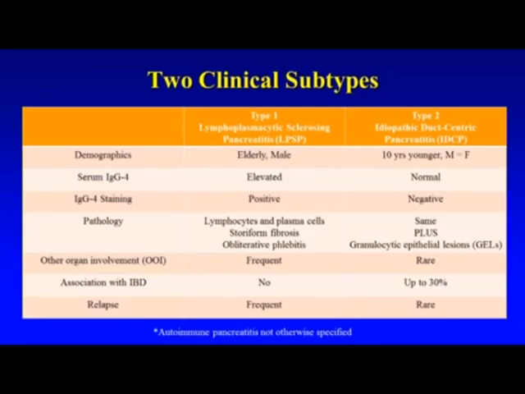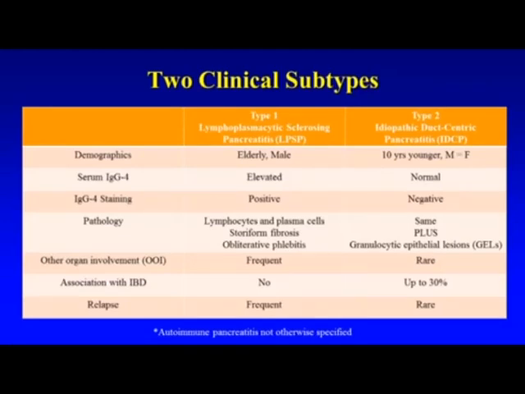There are two different terminology systems for this. Type 1 and type 2 define the clinical syndrome. The terms lymphoplasmacytic sclerosing pancreatitis and idiopathic duct-centric pancreatitis refer to the pathologic features, which generally overlap. Type 1 autoimmune pancreatitis is generally found in elderly males. Type 2 tends to be in slightly younger patients with equal male and female prevalence. Type 1 is associated with elevated serum levels of IgG4, whereas type 2 is not. Likewise, type 1 is associated with positive IgG4 staining, whereas type 2 is not.